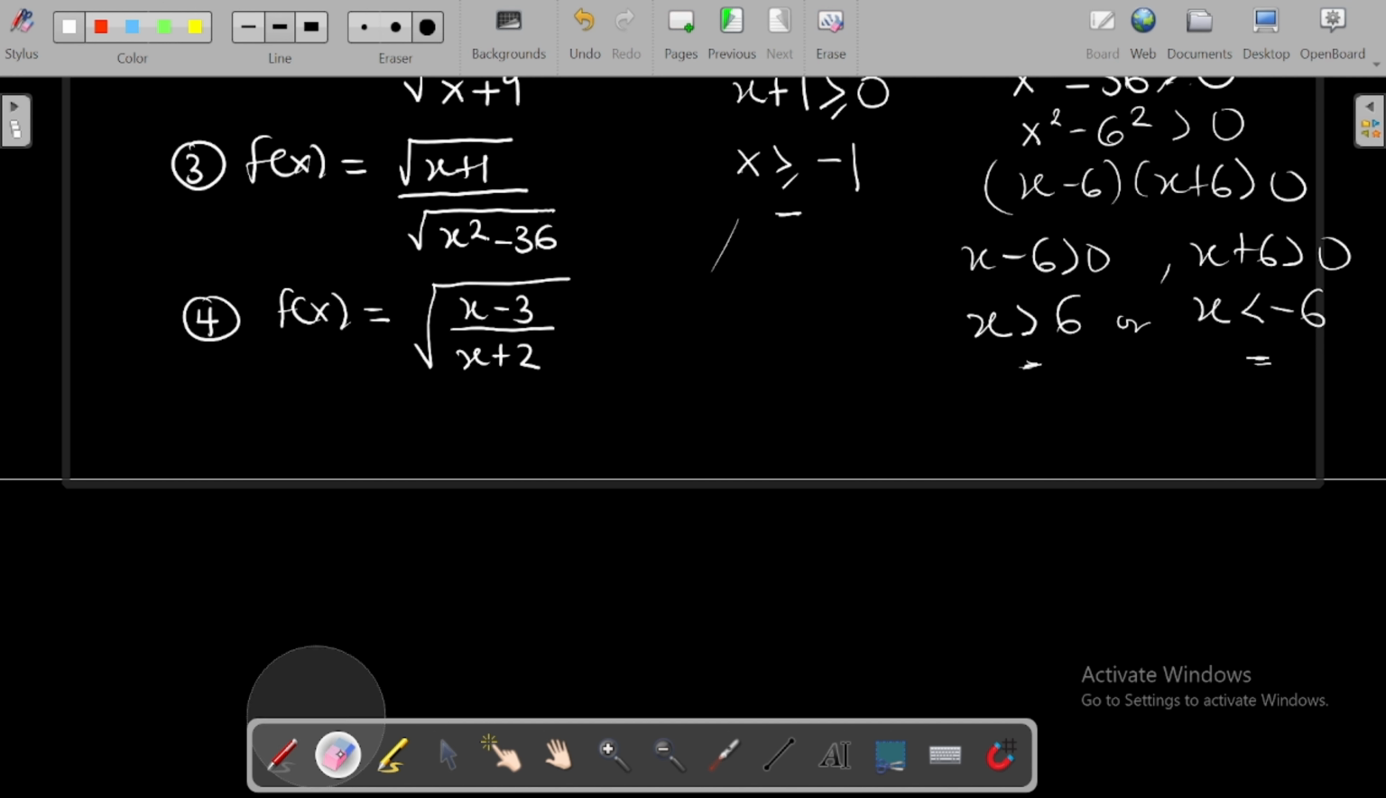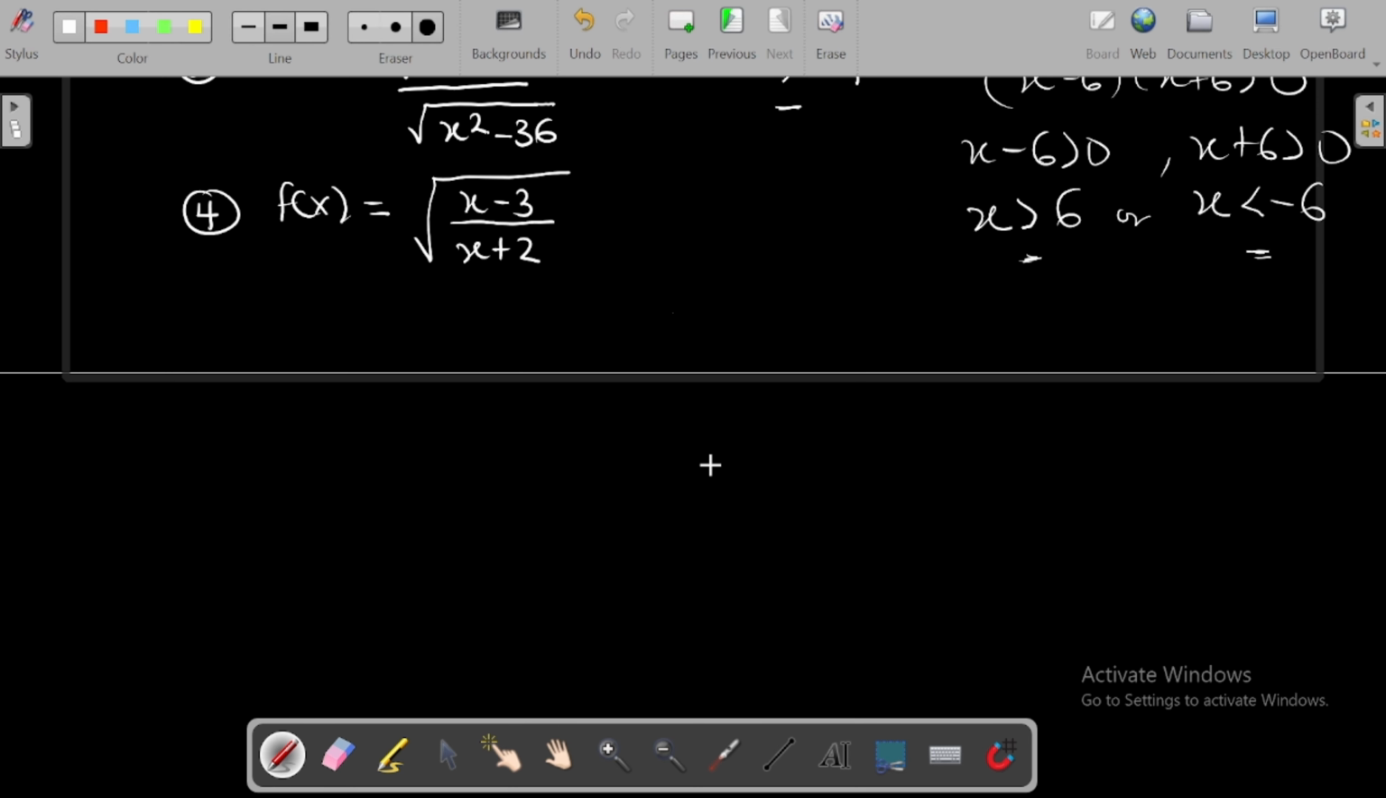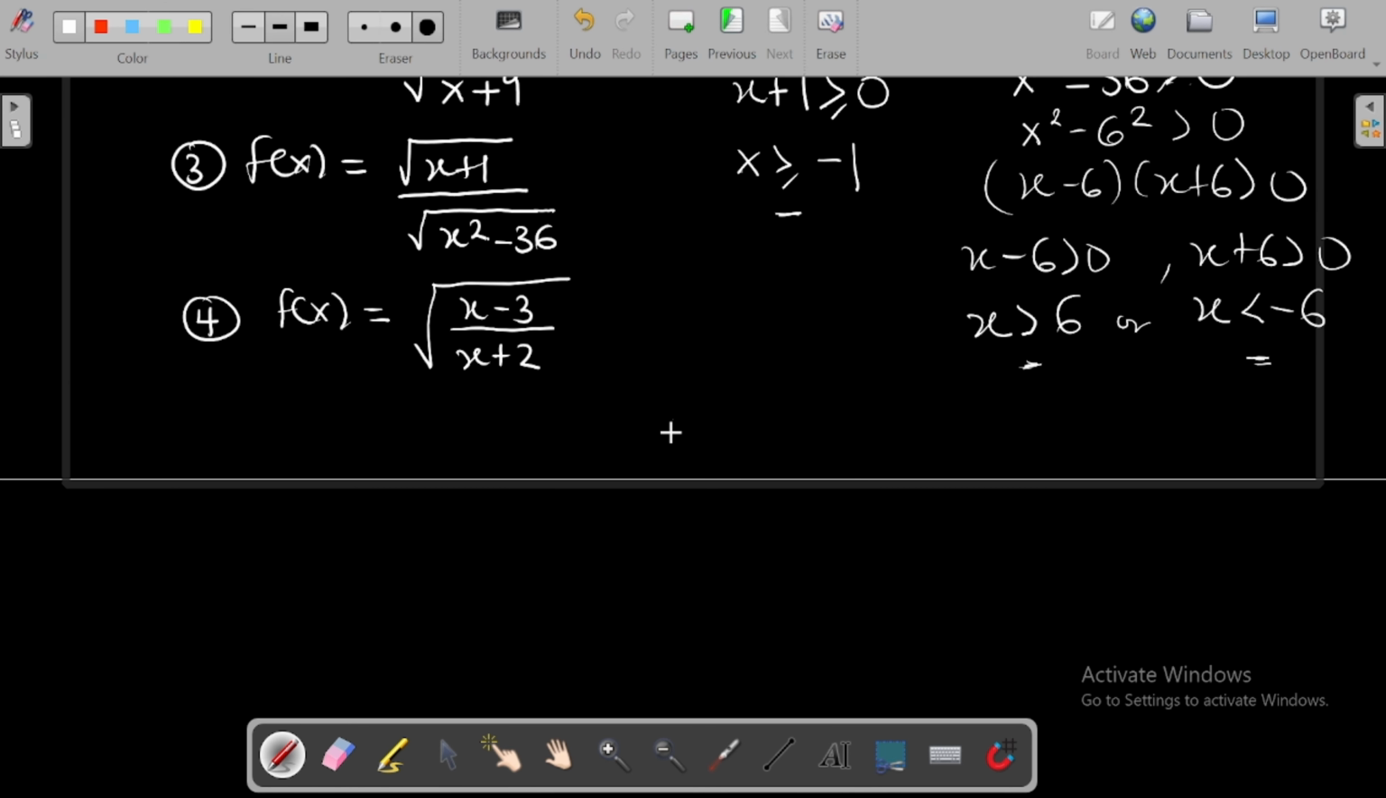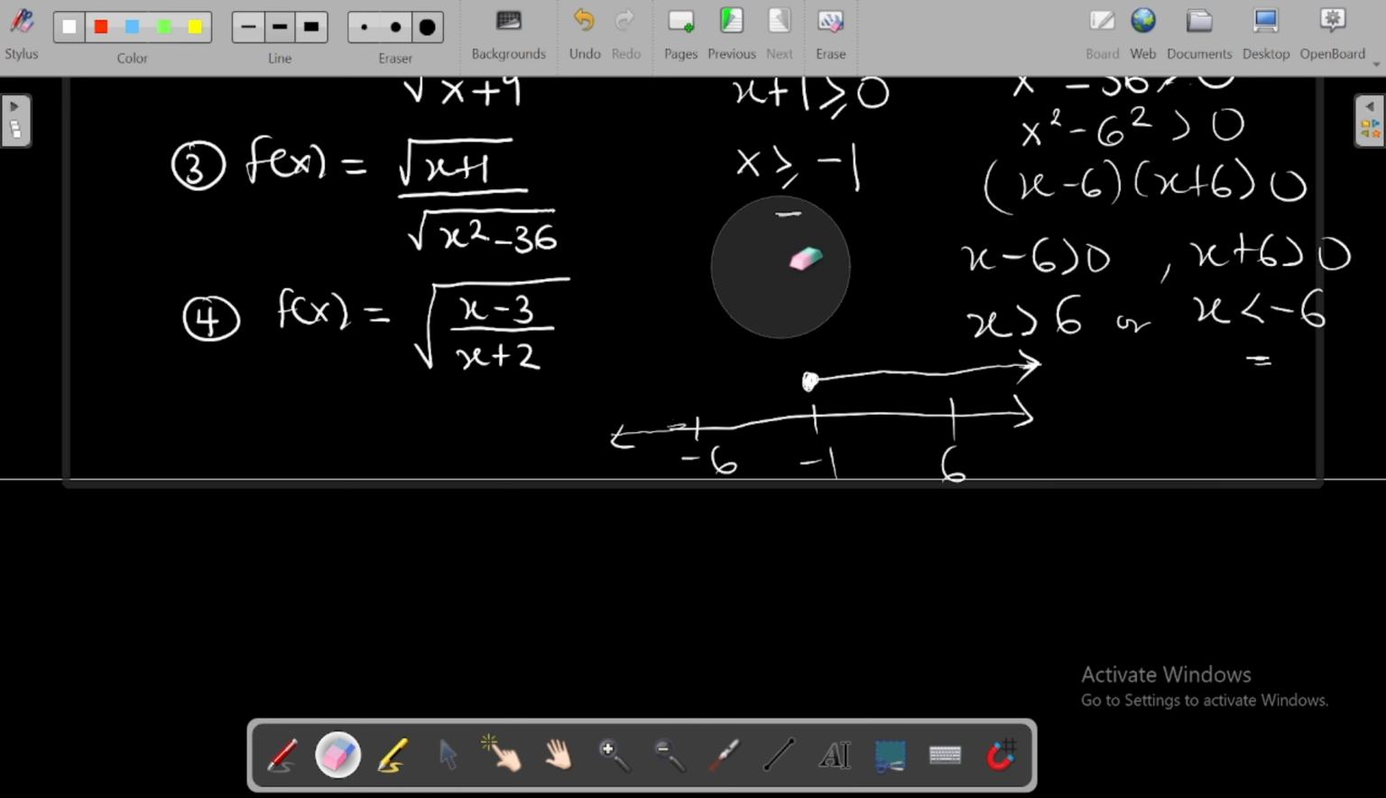Now for these particular answers, we draw our number line. Let's draw a number line here. Now we draw our number line, and then we have -6, -1, and we have 6. Okay, now let's try -1, greater than or equal to, so it means that we'll have a closed circle, greater than or equal to. Okay, so that's for this particular region. Now let's look at x greater than 6.